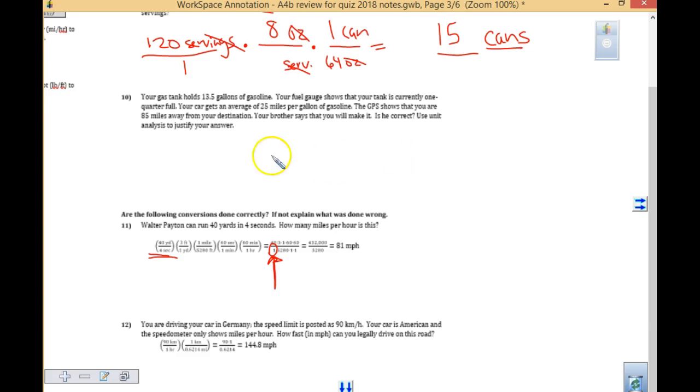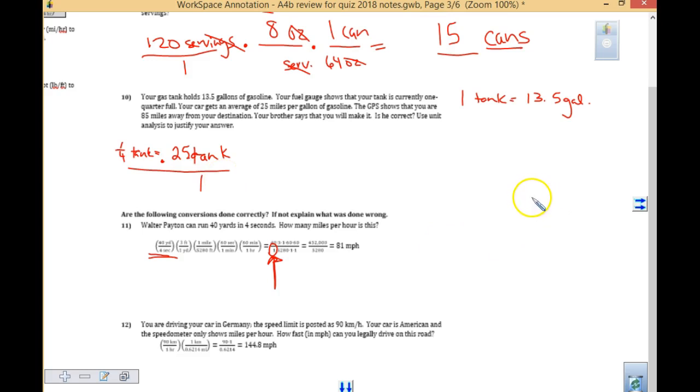And in number 10, first thing: 13.5 gallons of gasoline your tank holds. That would be one of your conversions. Your tank is equal to 13.5 gallons of gas. As we look at that, it says your fuel gauge shows that your tank currently is 1/4 full. So that's actually where we want to start. We can start it as 0.25 of a tank, or say 1/4 of a tank, same thing. You agree? Okay. So that's where we're starting. We know we have 1/4 of a tank.